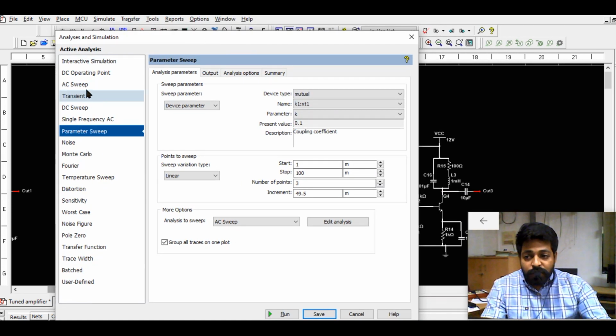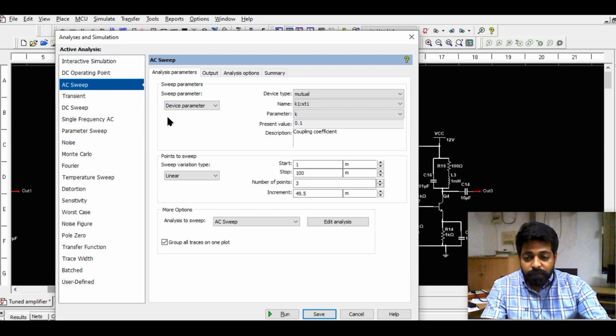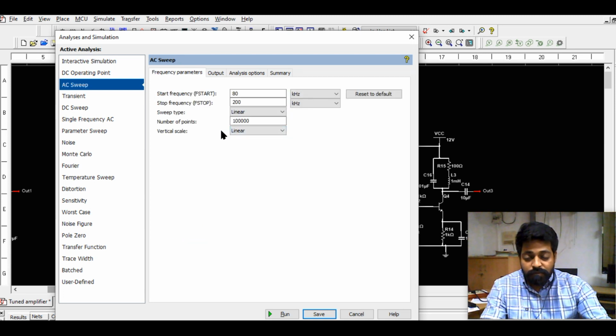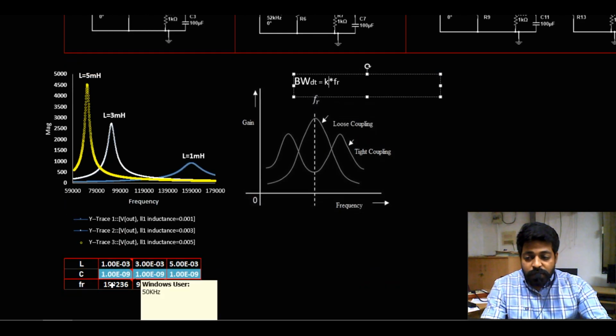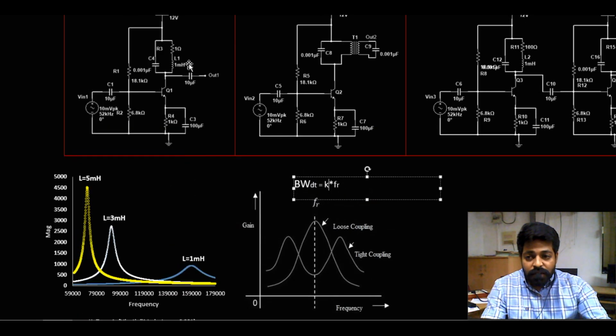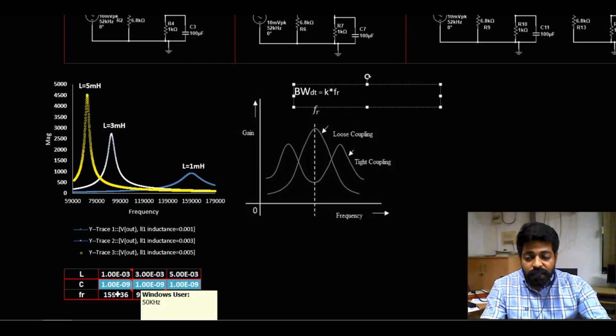For that I will go directly with the AC sweep. I'm not doing any parameter sweep because I'm not involving any parameter here. So straight away I will put 3 graphs on one frequency response. As we know, the center frequency is around 159 kilohertz, so I will keep the center frequency as this one, 159 kilohertz. I'm keeping the inductance value as 1 milli for all 3 cases, 1 milli here, 1 milli here and 1 milli here. The capacitance value is also 0.001 micro, so it gives 159 kilohertz for every case.